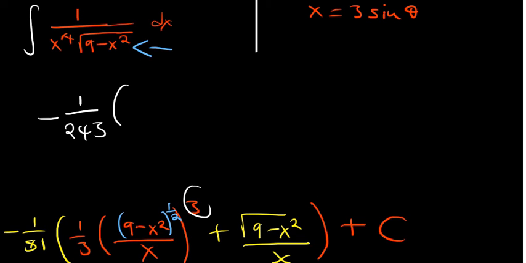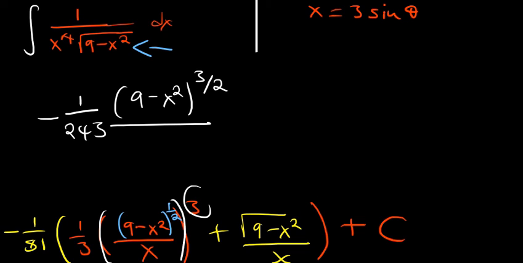And then this 3 times that power half is going to be 3 over 2. So I have 9 minus x squared raised to the power 3 over 2. And then divided by, since this entire term is raised to the power 3, you understand that even x is going to be the power 3. Okay? So we can just move the 1 and then take the 243 to the bottom. So we have negative 243x to the power 3.